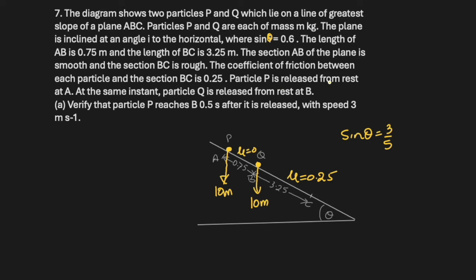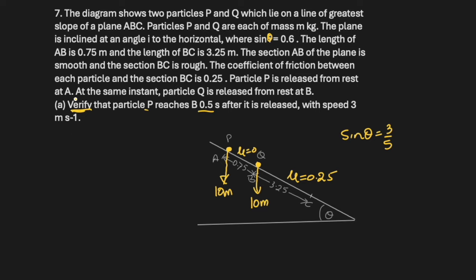Particle P is released from rest at A. At the same time, Q is released from B. Verify that the particle P reaches B 0.5 seconds after it is released, with a speed of 3 meters per second. So this particle P reaches B, that means a distance of 0.75 meters, after it's released with a speed of 3 meters per second.